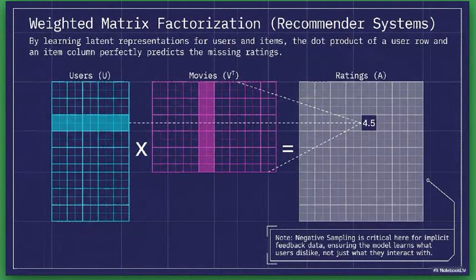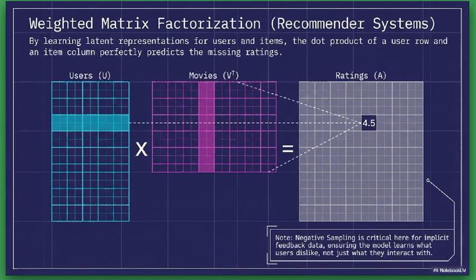Exactly. If a system only looks at the videos you clicked on, the math starts to assume you just love everything in the database. Right, because there's no negative data. Negative sampling artificially injects zeros into the math for things you ignored. It forces the gradient descent to learn your boundaries, to understand what you actively dislike, which really grounds the geometry. That makes total sense.